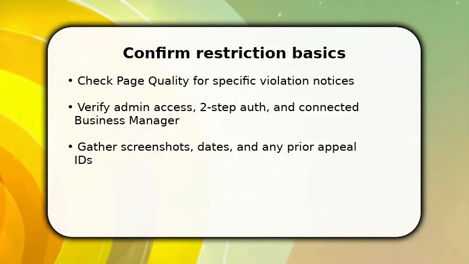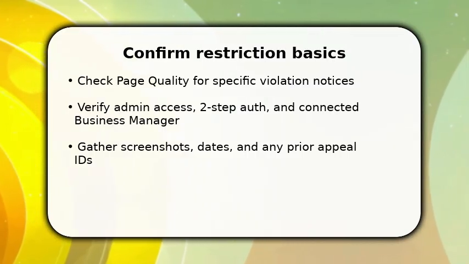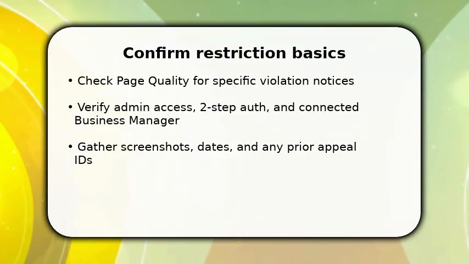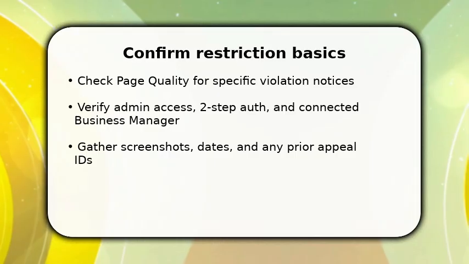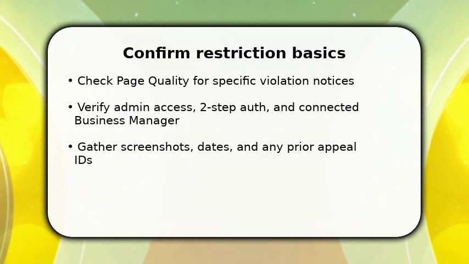Once done, collect evidence, screenshots, timestamps, and any prior appeal reference numbers to attach. This prevents repeated requests and speeds the review. Make sure to note which post or policy line triggered the restriction so you can address it precisely.